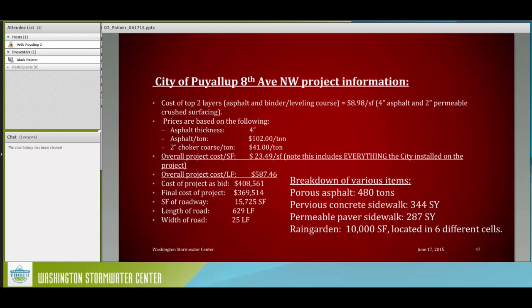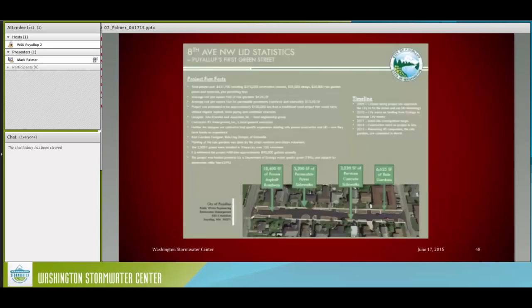So including all that, the whole cost of the project, 600 feet long, was $369,000. This is the information sheet for that, and you can see the street. This is 8th Avenue Northwest. It's curvilinear for traffic calming concerns. It's also a narrower street based on LID principles. But it's all porous asphalt street, and the south sidewalk is pervious concrete. The north sidewalk is permeable pavers.